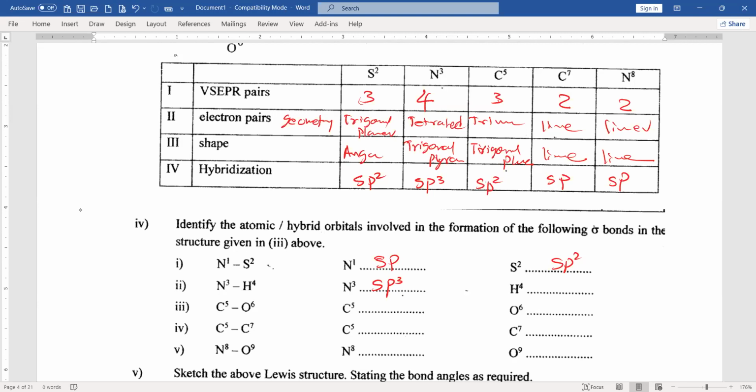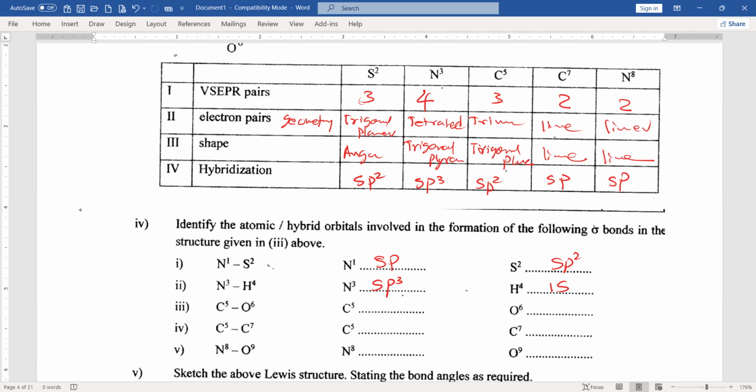Hydrogen, if hydrogen is involved, it is always 1s. If you are specifying an unhybridized orbital, then you have to specify its energy level, whether it is from the first or second or third. If you write some p orbitals, unhybridized p orbital, then you have to mention 2p, 3p, like that.